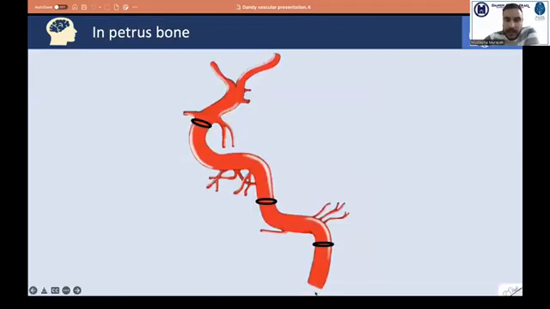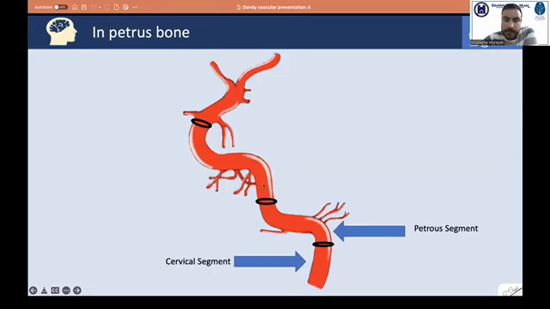Let's imagine this is the ICA, and we will talk about its segments, starting from the first one, the cervical segment in the neck. And this black ring here, the first one, represents the carotid canal in the petrous bone. When it enters the canal, it turns into a horizontal direction. So it starts vertical in the cervical segment, then changes direction into a horizontal one, then becomes vertical one more time. This is called the petrous segment, in the petrous part of the temporal bone.